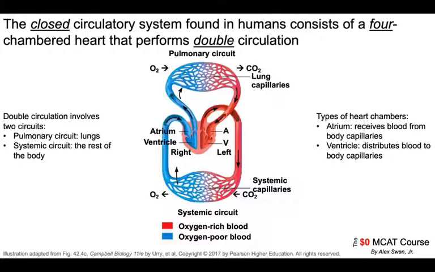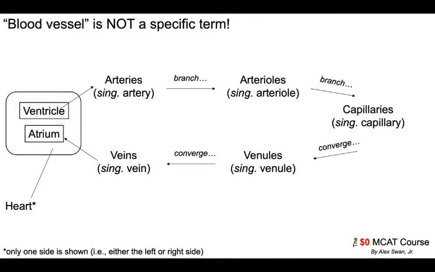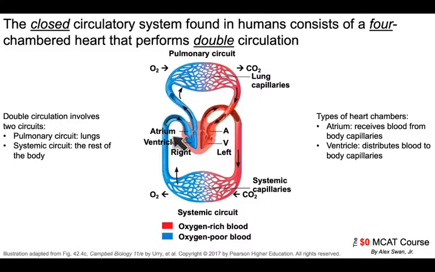We went over what double circulation means. The fact that this is a four-chambered heart should be obvious to you. We have two different types of chambers: we have an atrium right here, and we have a ventricle. The atrium is going to receive the blood from capillaries.